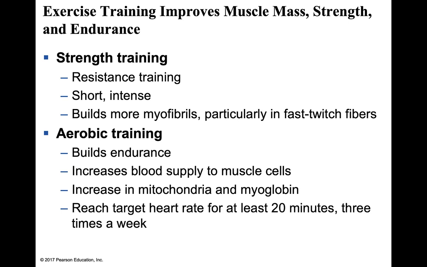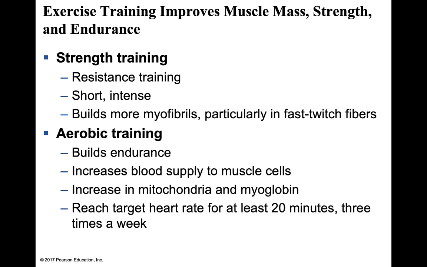Now, when we look at different types of training, I'm going to refer to training in two different ways. We have strength training, and then we have aerobic training. Now, strength training, this is achieved through resistance training or weight training. Okay? Overall, this is a type of training that's short and very intense. Now, what this is going to do is actually build more myofibrils. And because of this, what we're going to see primarily here is, for the most part, this muscle will hypertrophy and get larger. Now, this happens mostly in fast twitch fibers, so they are more responsive to resistance training.